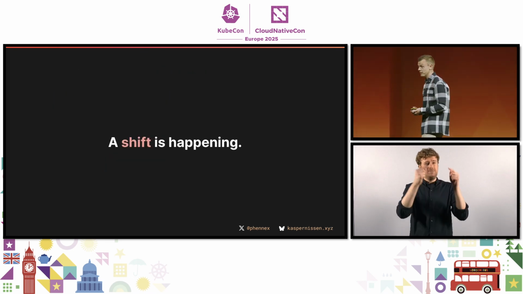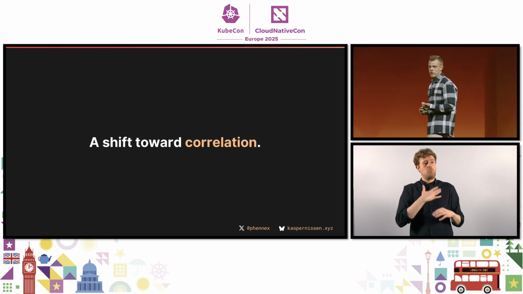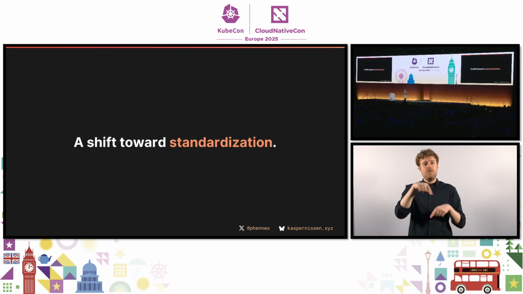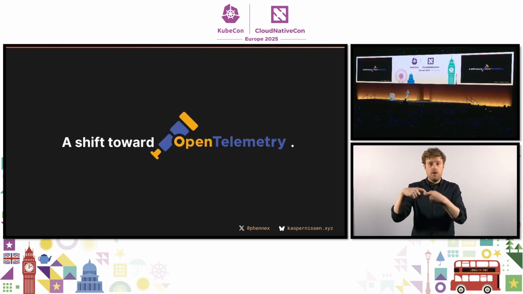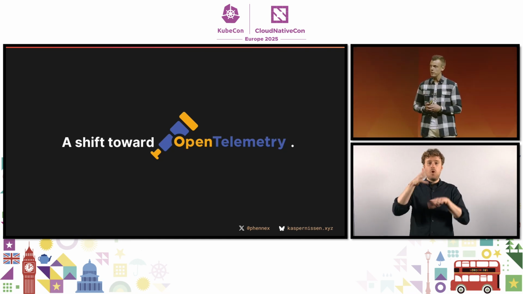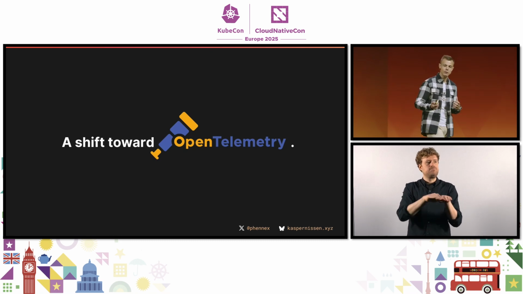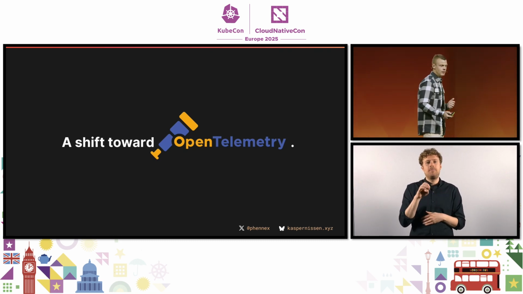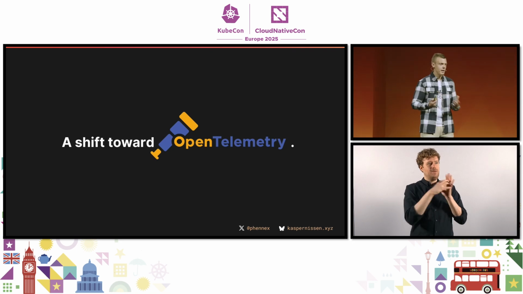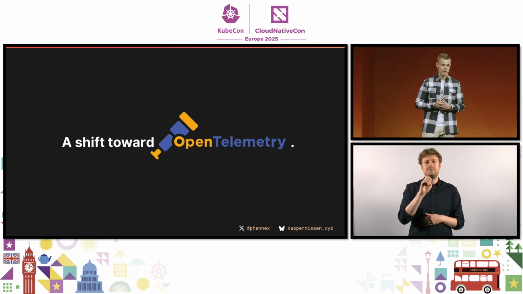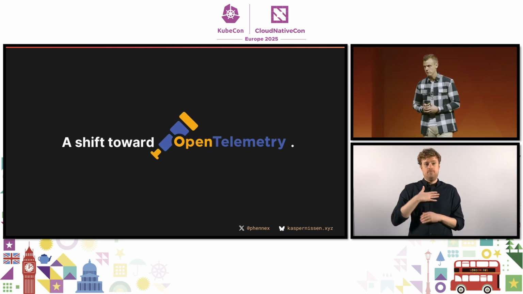So a shift is happening. It's a shift toward correlation. It's a shift toward standardization. It's a shift toward OpenTelemetry. This is where the community really comes together. OpenTelemetry, or OTel for short, is a CNCF project and is now the second largest project within the CNCF by contributor count. It has become the de facto standard for distributed tracing and now extends to logs and metrics as well. OpenTelemetry eliminates proprietary agents, reduces metadata fragmentation, and enables cross-signal correlation.